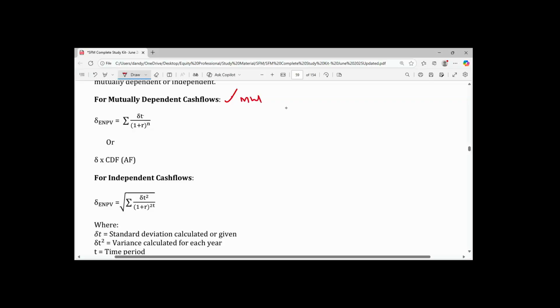Mutually dependent cash flows are cash flows in which the events of each year are the same.